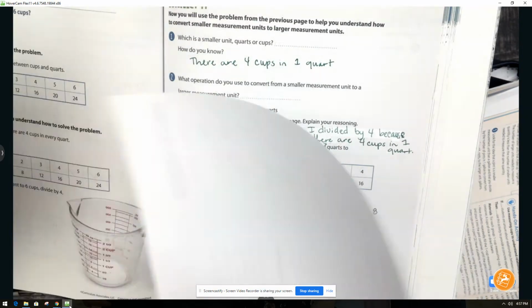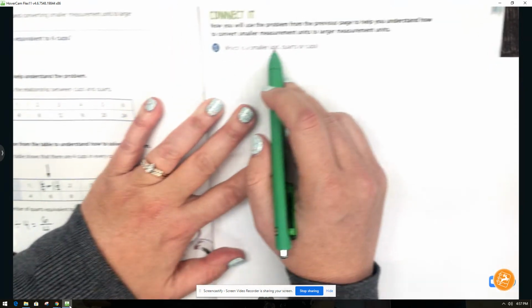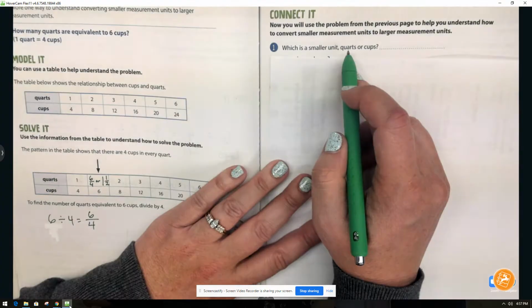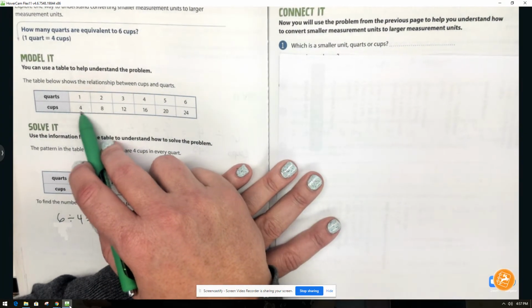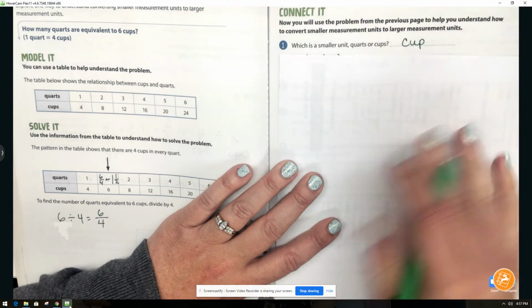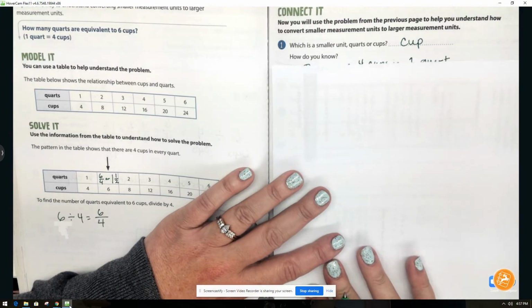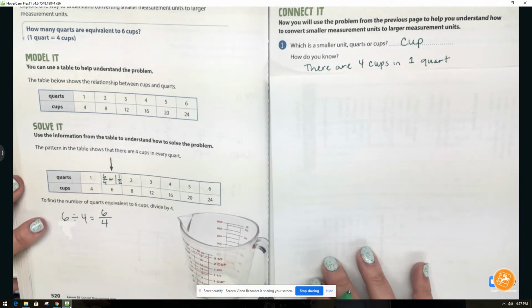Now, if we go on to the next page, it says, which is a smaller unit, a cup or a quart? That's right. Since there are 4 cups in 1 quart, we know that a cup is the smaller unit. So how do we know that? There are 4 cups in 1 quart. So since 4 cups can fit into 1 quart, that means that cups are smaller.